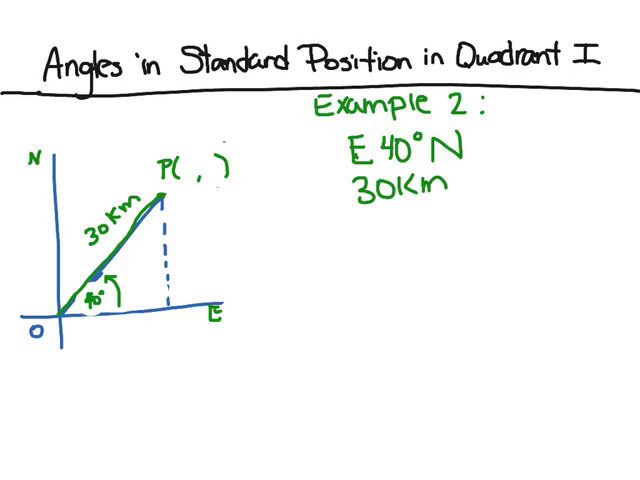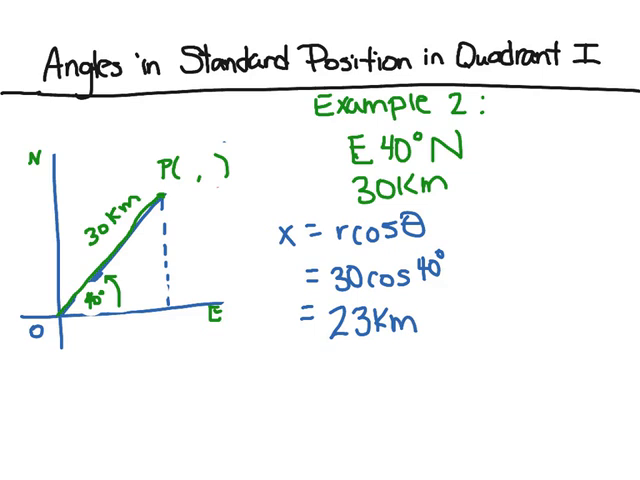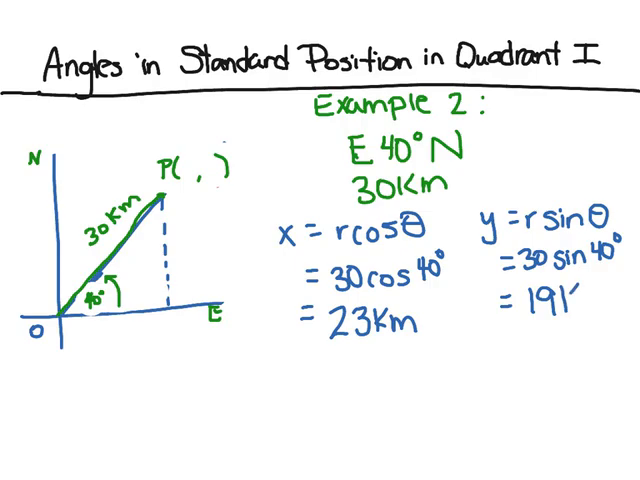So we are going to write in terms of x and y with r and cos theta. So x equals r cos theta. Our r is 30, and our angle is 40 degrees. If we type this into our calculator, rounding to the nearest kilometer, we get 23 kilometers. And for our y, we have r sin theta, which is 30 sin 40 degrees. Type it into your calculator, and you get 19 kilometers.